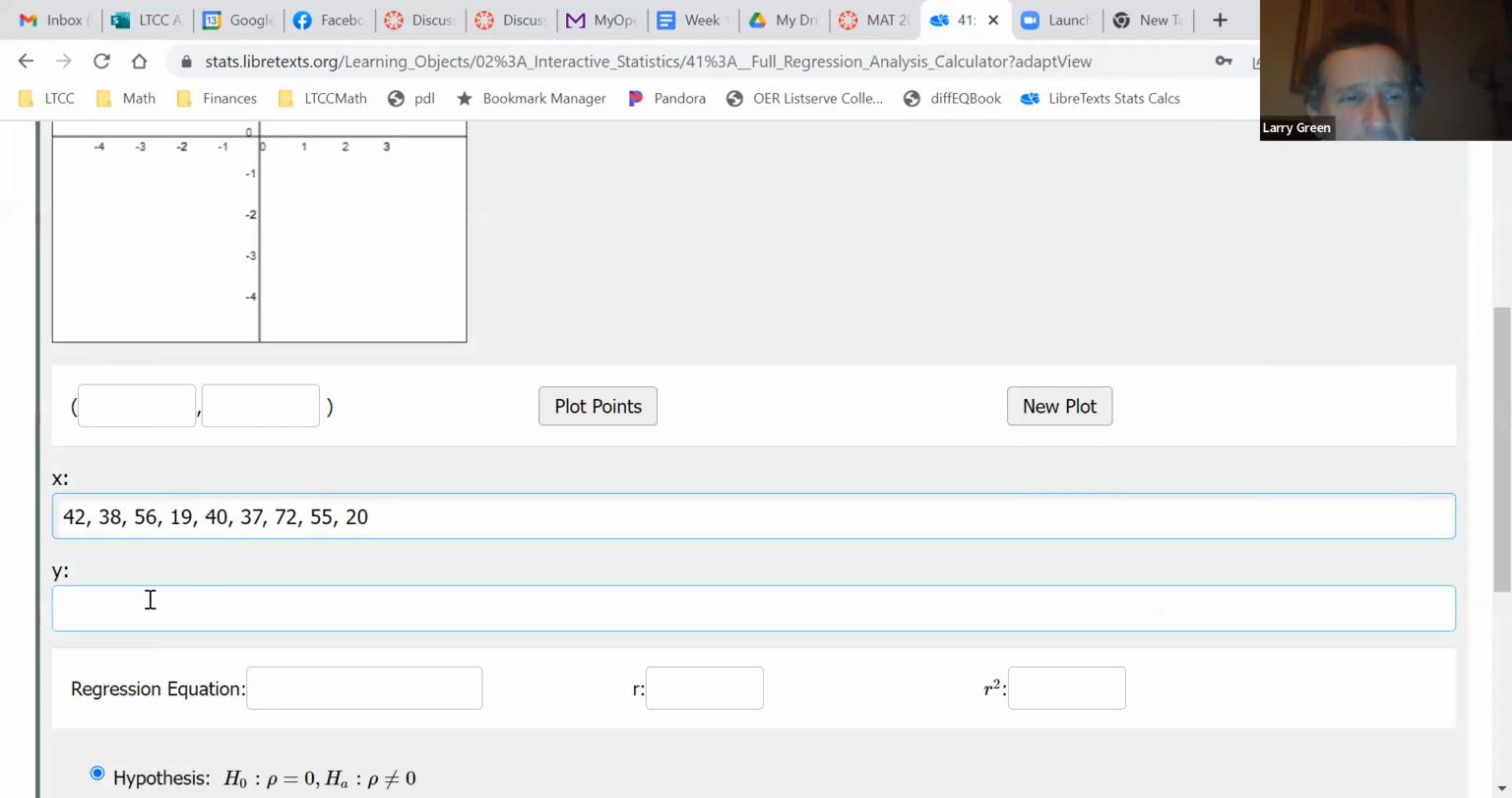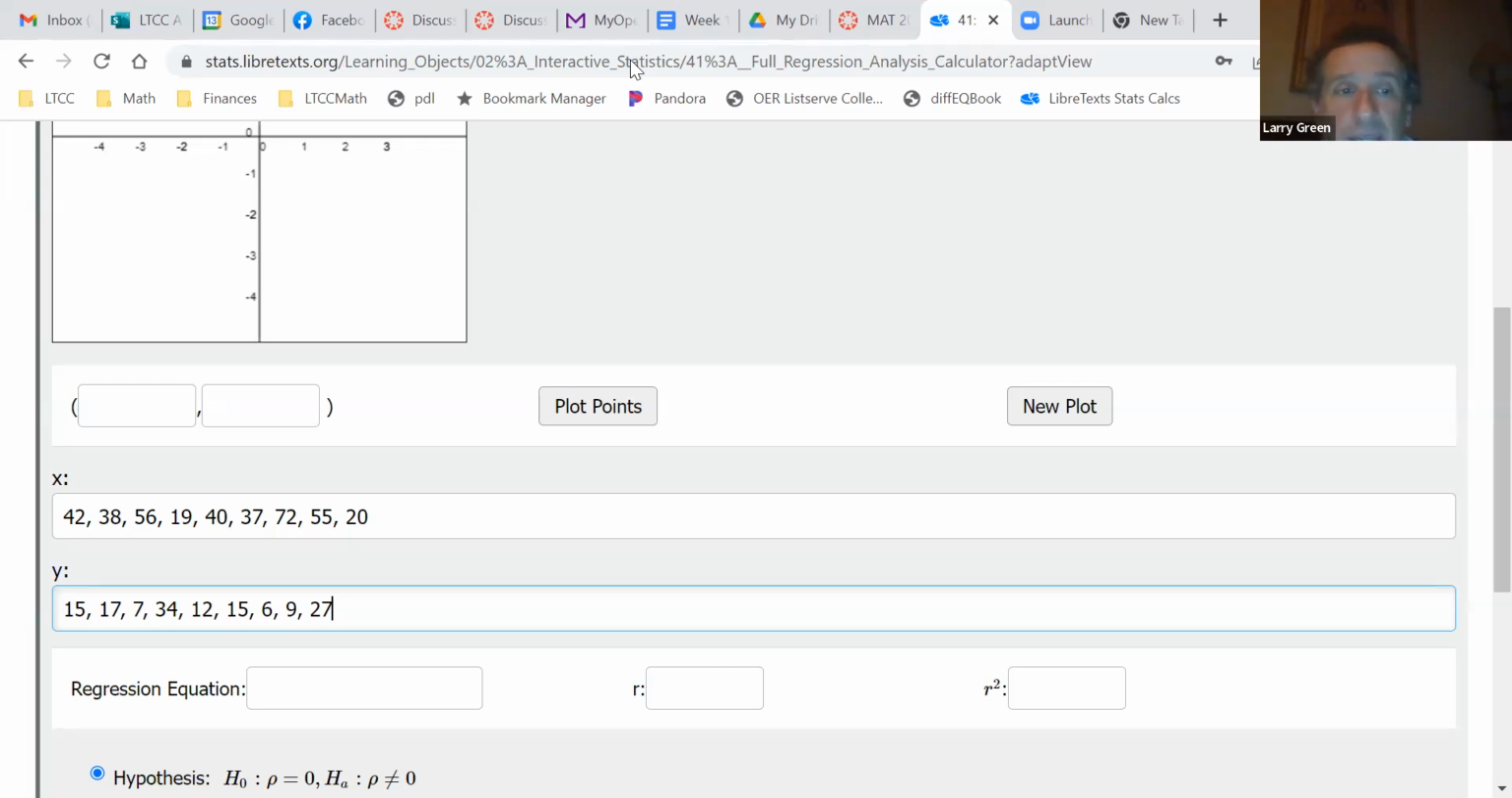Okay. It turns out, by the way, if you switch which is X and which is Y, the correlation doesn't change. But the equation of the line changes. I'm not going to get into the math of that, but you can trust me on that. The correlation doesn't change. H naught, the p value won't change, but the equation of the line changes.